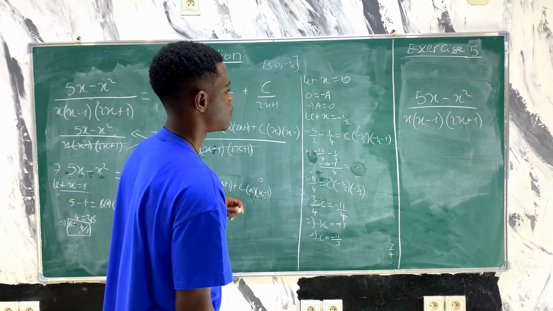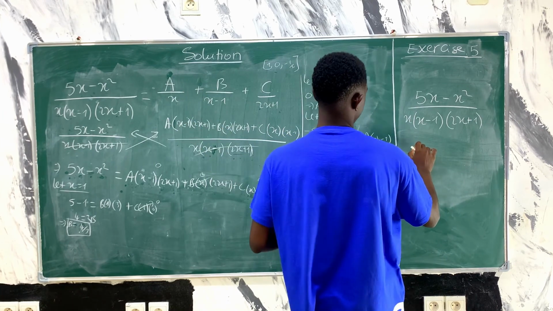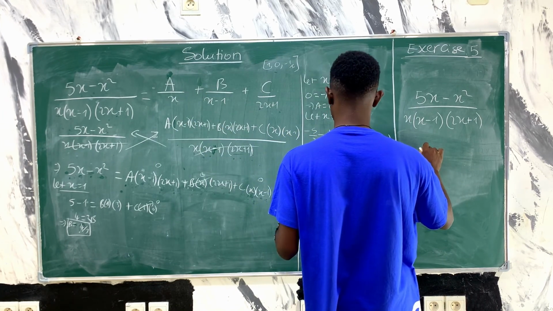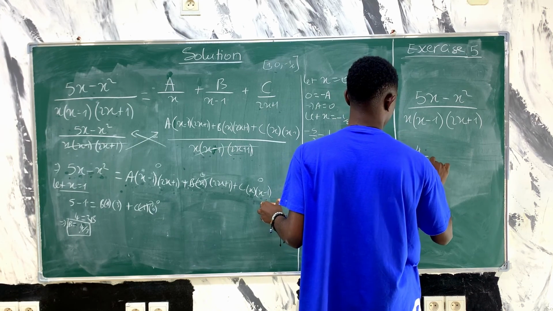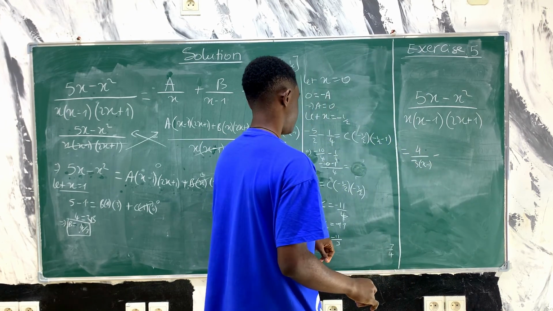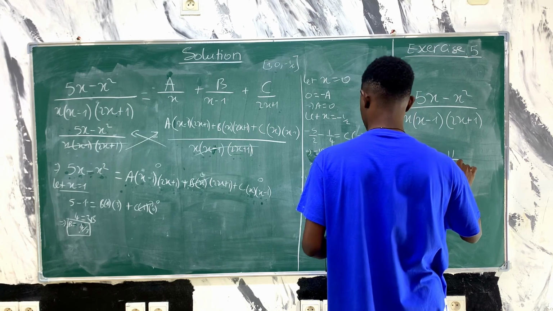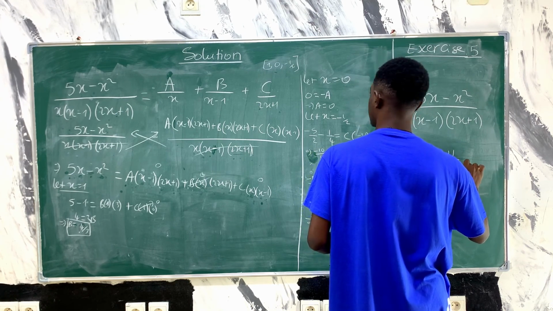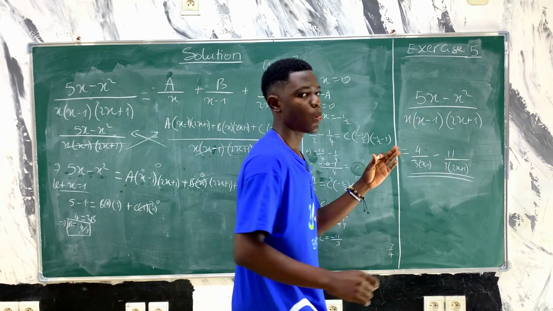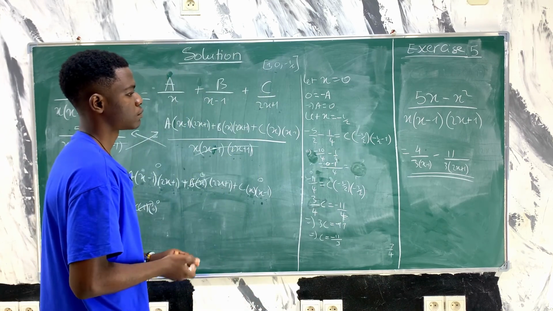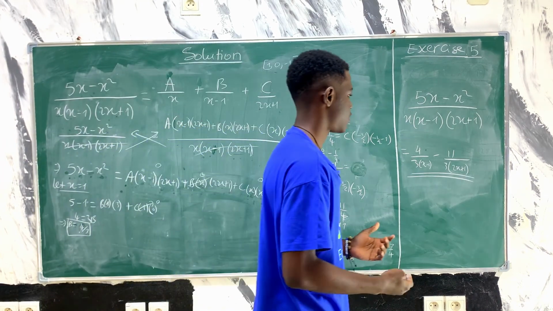So we've had a, b, and c. For our final answer, we are going to just plug it in. So a is 0, b is 4 on 3 times 1 over x minus 1, c is minus 11 on 3 over 2x plus 1. And that is it. So you can see this one was not that much more difficult than the other ones.